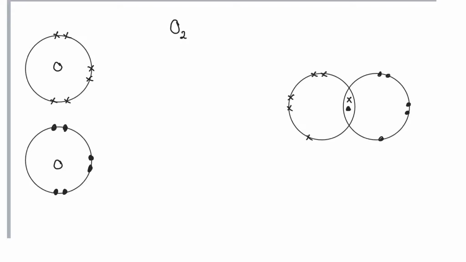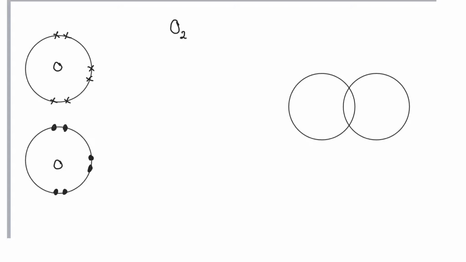Now, oxygen, with having more than 1 shell, needs 8 electrons to have a full outer shell. So let's count them up. We've got 2 there, 3, 4, 5, 6, 7. And 1, 2, 3, 4, 5, 6, 7 on the other. Right, this doesn't work then. So it can't be a single covalent bond. We can't have just one shared pair of electrons. So let's rub this out.